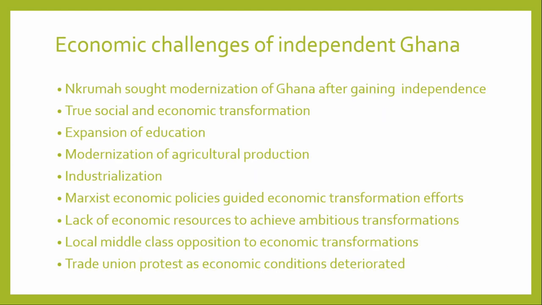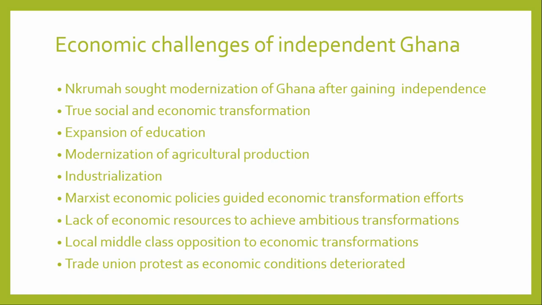But that wasn't enough. We had the economic challenges. Nkrumah had very ambitious objectives, and he wanted the modernization of the independent country. Of course, you wanted independence to modernize your country, to improve living conditions and so on. To him, true social and economic transformation was the objective. He wanted to expand education, modernize agricultural production, and of course industrialization. So you become self-reliant rather than independent and dependent on imports, as it was.